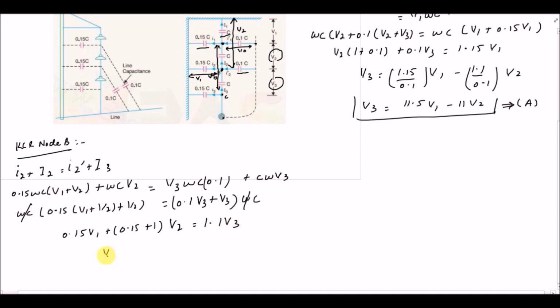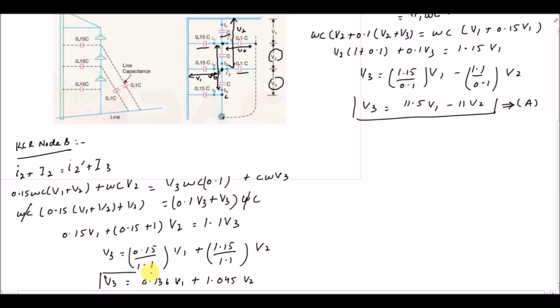and the value of V3 will be 0.15 over 1.1 V1 plus 1.15 over 1.1 into V2. So the final equation will be V3 is equal to 0.136 V1 plus 1.045 V2. So this is your equation B.